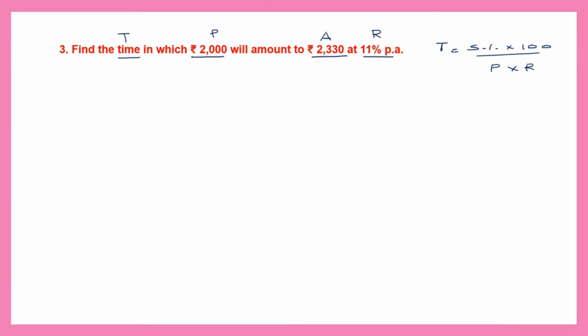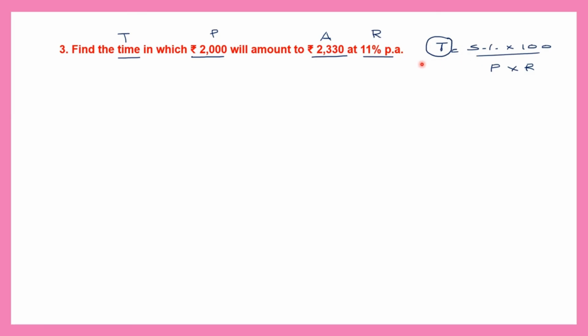Now let's see whether we have all these. Now time we don't have. This is what we're going to find out. Do we have all the others? That is, do we have simple interest? Do we have principal? Do we have rate of interest? Now as you can see, principal is given. Rate of interest is given. But what is missing? Simple interest is missing. So first we have to find out simple interest. And then only can we find the time.